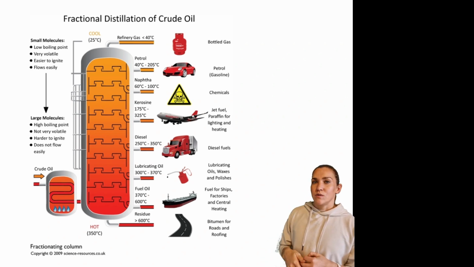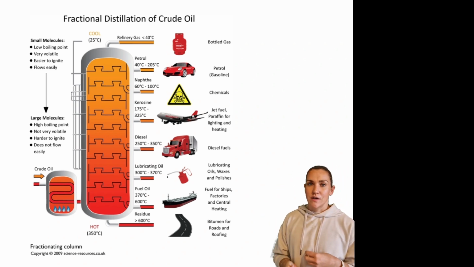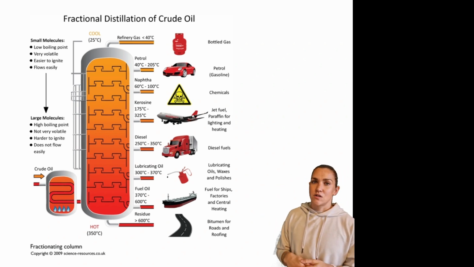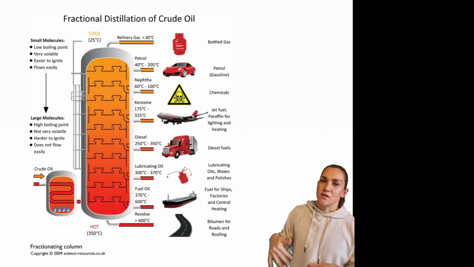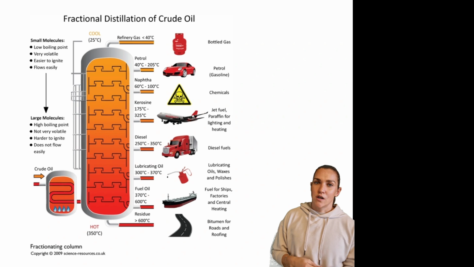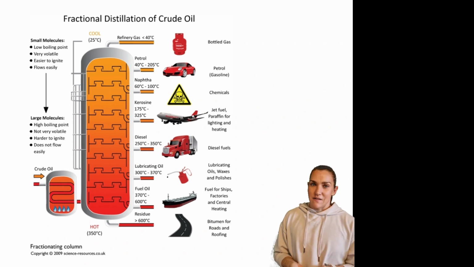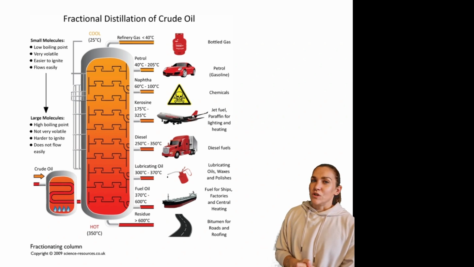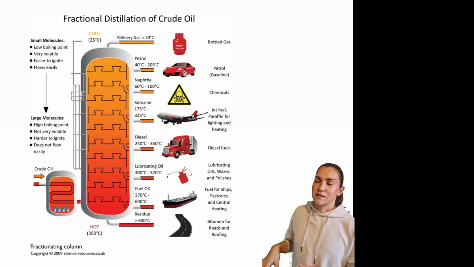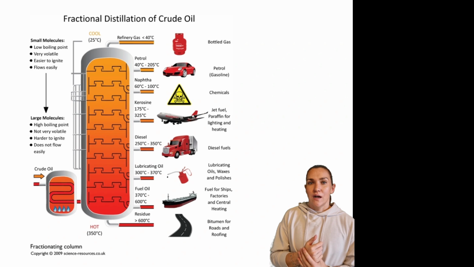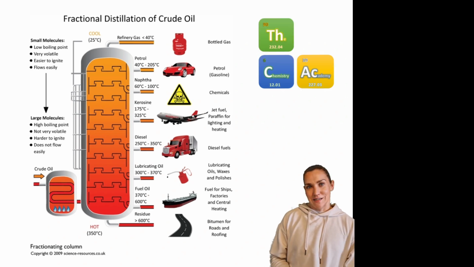You also will see here mentioning viscosity. Viscosity is just how thick and gloopy something is. So the smaller molecules that are gas at the top have a very low viscosity, whereas the thick gloopy residue that's used to tar the roads is very viscous. Okay, so you really just need to remember that the smaller molecules have the lower boiling points and are less viscous, and the bigger molecules collected down the bottom have the higher boiling points and are more viscous.